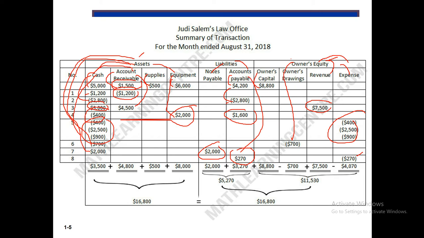After considering cash, we are getting this balance, our closing balance at the end of the month: this accounts receivable closing balance, this supplies closing balance, equipment closing balance, notes payable closing balance, and accounts payable closing balance. This is our owner's capital closing balance. This is our owner's drawing closing balance, and revenue closing balance, and expenses closing balance. Okay. So here the two sides of the transaction will be equal.